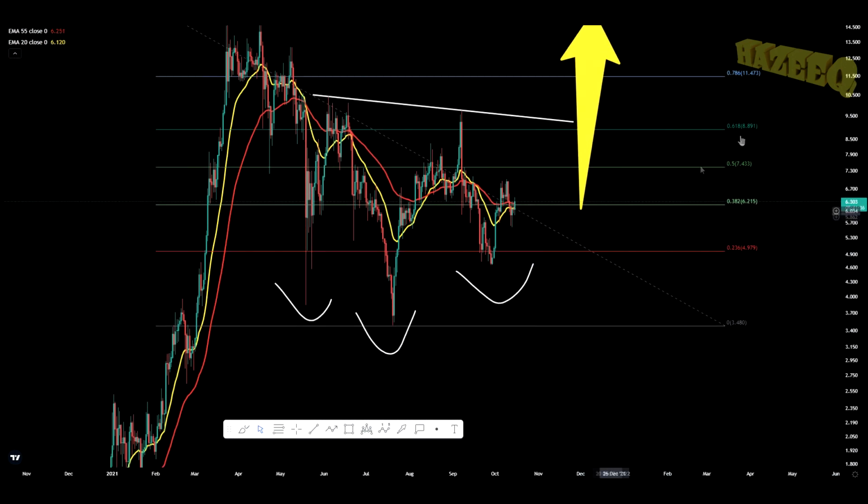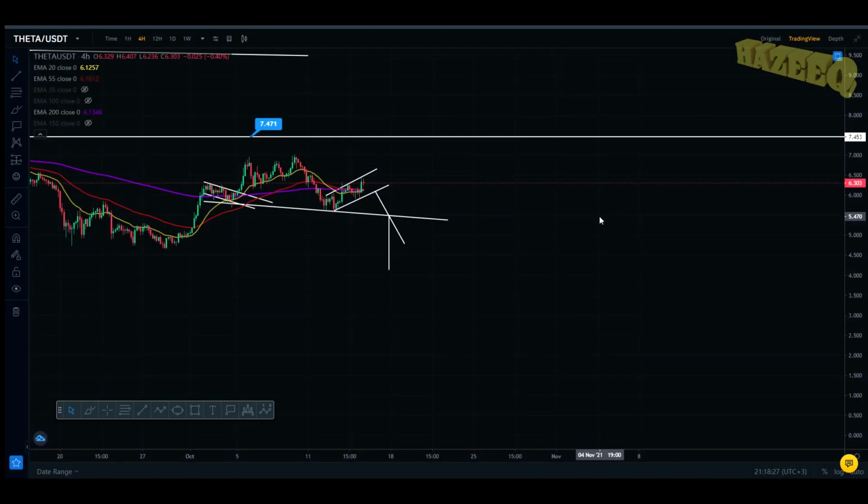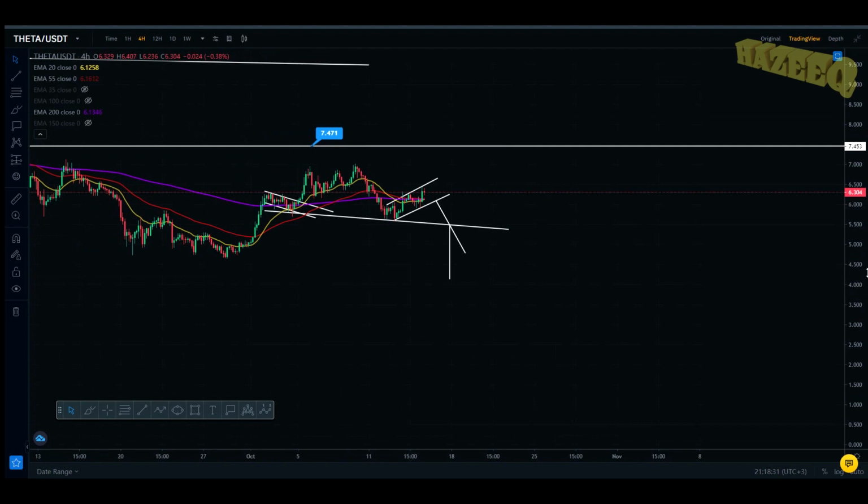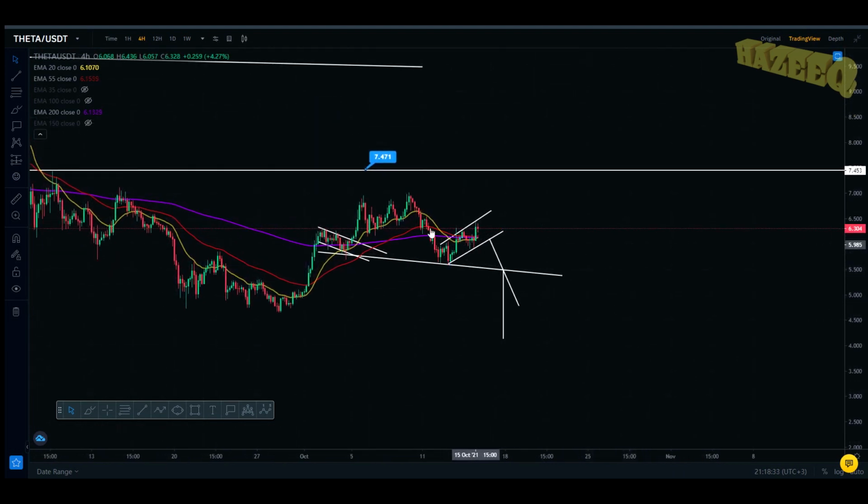Now let's jump into Binance. Now jumping into Binance on the 4-hourly chart, we do have a couple of potential bearish patterns playing out.